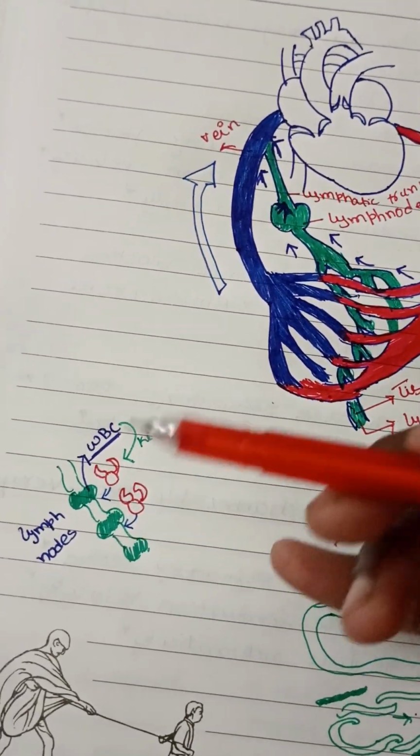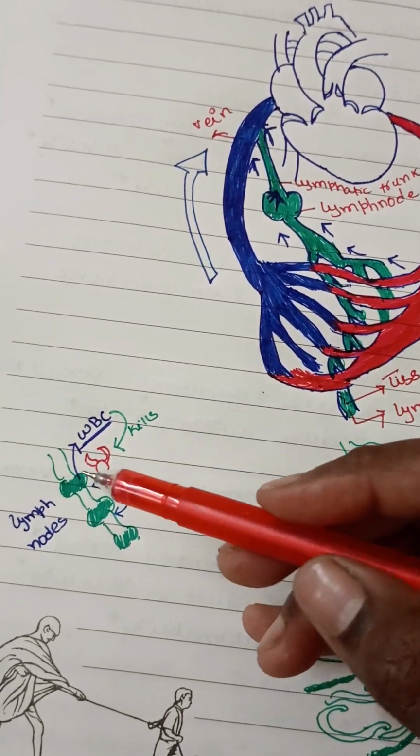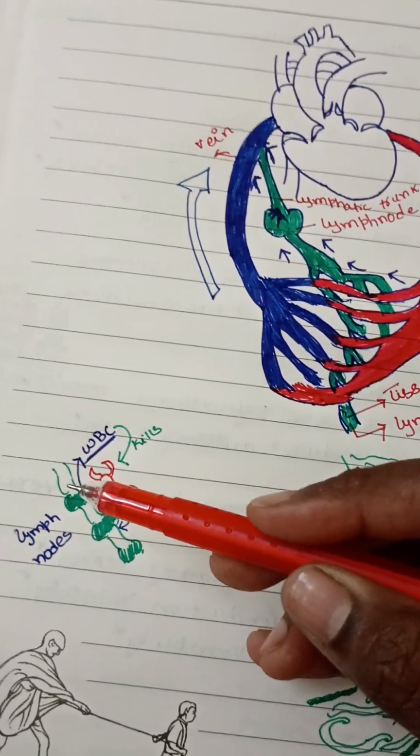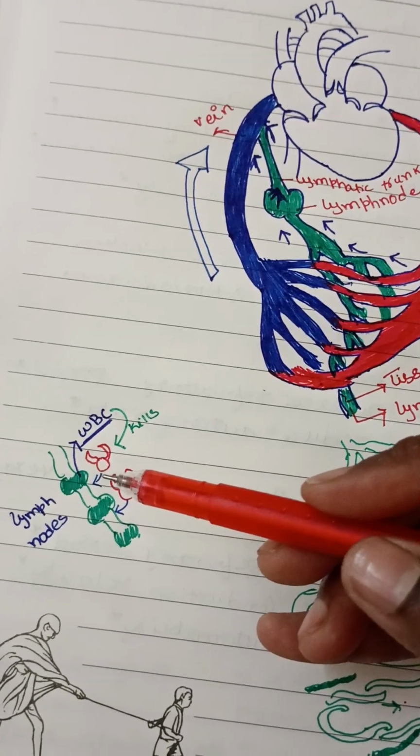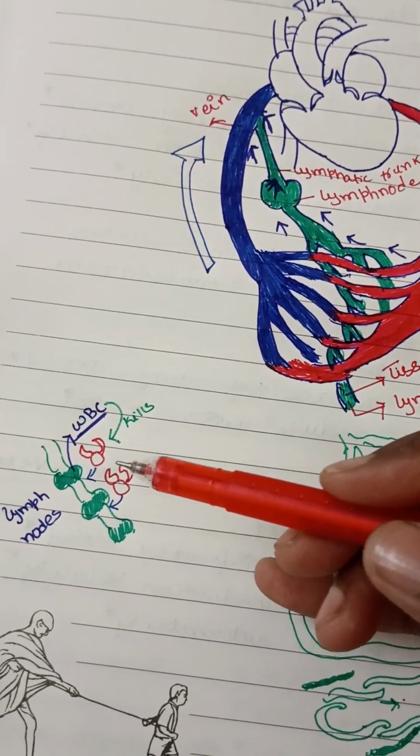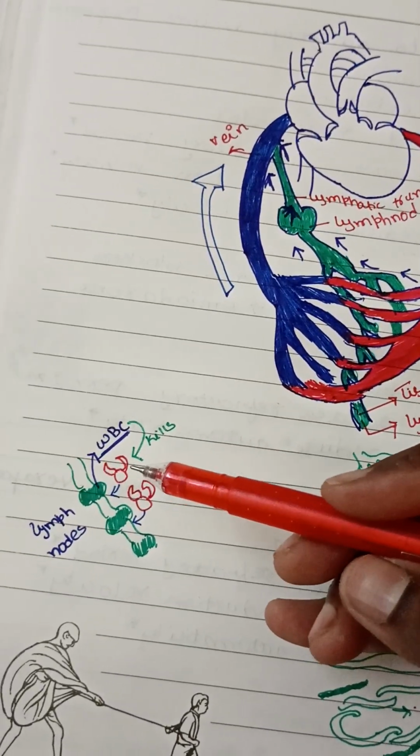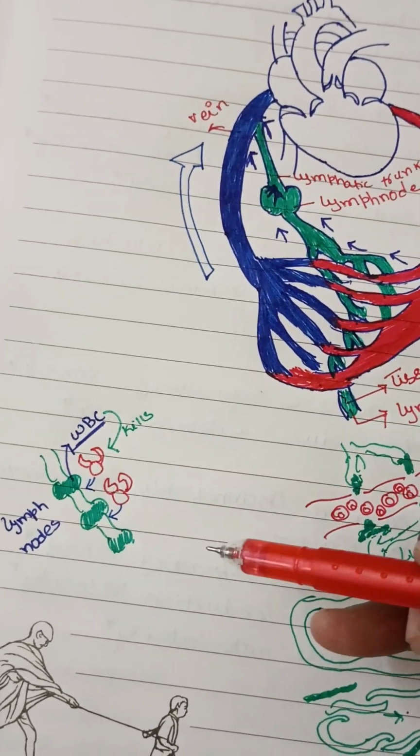If there is excessive infection, in such cases, our lymph nodes will swell because there is a high concentration of WBCs which are present or localized at that particular region. So that is why lymph node swelling is seen in infectious conditions.